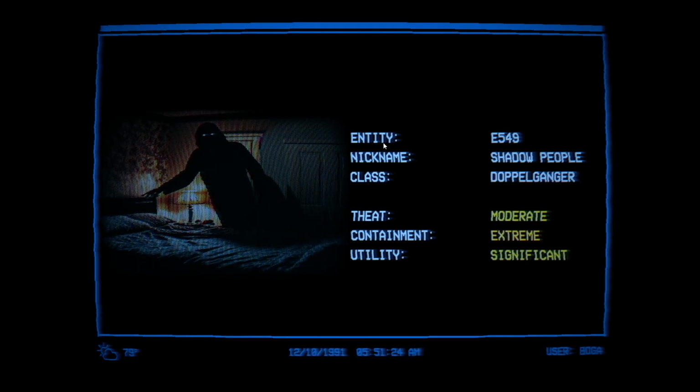Entity, E549. Nickname, Shadow People. Class, Doppelganger. Threat, Moderate. Containment, Extreme. Utility, Significant. Shadow People, or night terrors, torment their prey during night when there is low visibility, often in bedrooms, when the prey is sleeping.